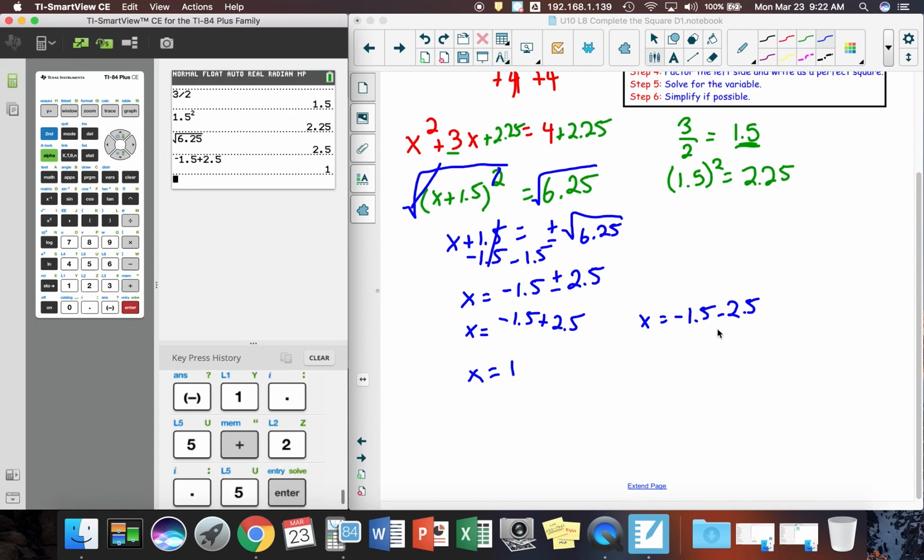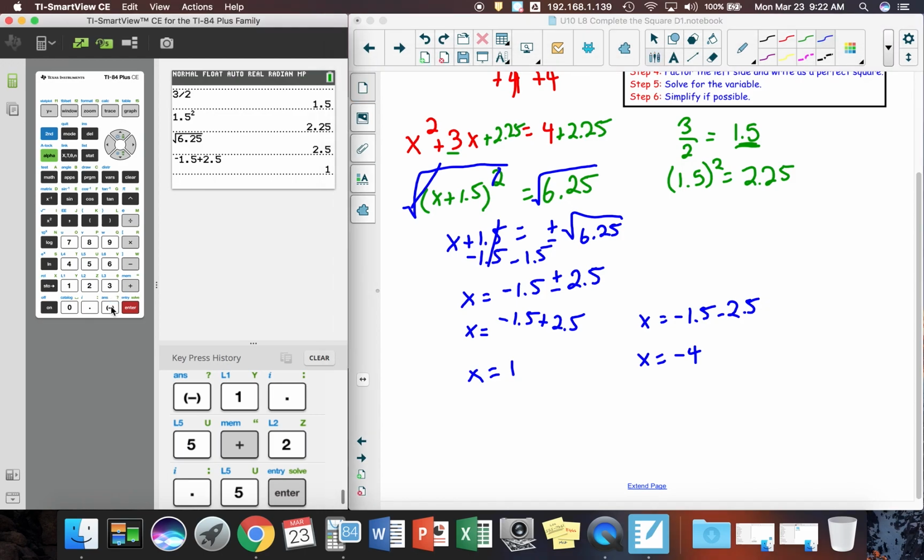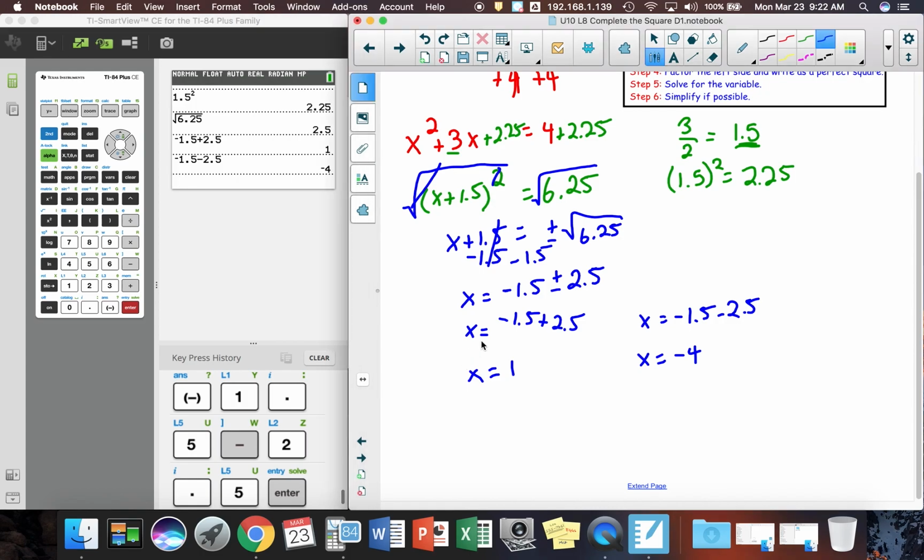It is 1. And then over here we have x equals negative 1.5 minus 2.5. I believe that should give us negative 4. Let's see. Negative 1.5 minus 2.5. And it is negative 4. So we have 2 answers right here.